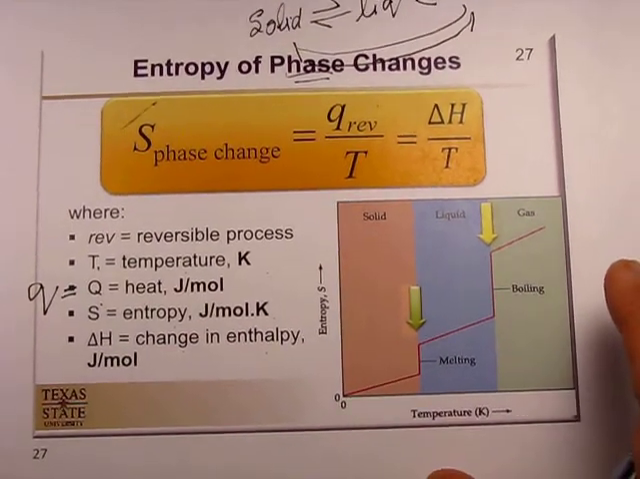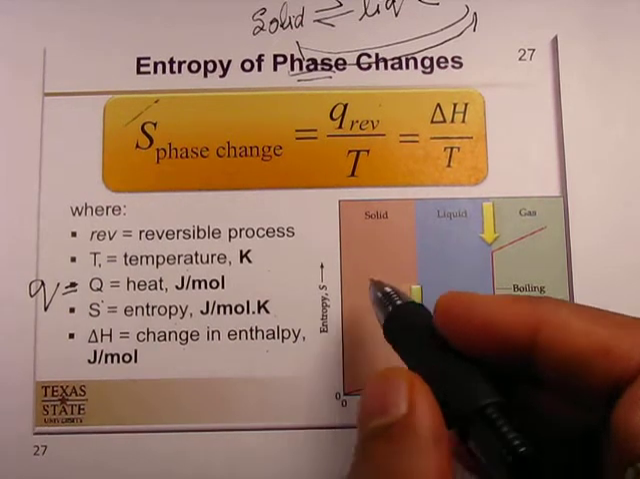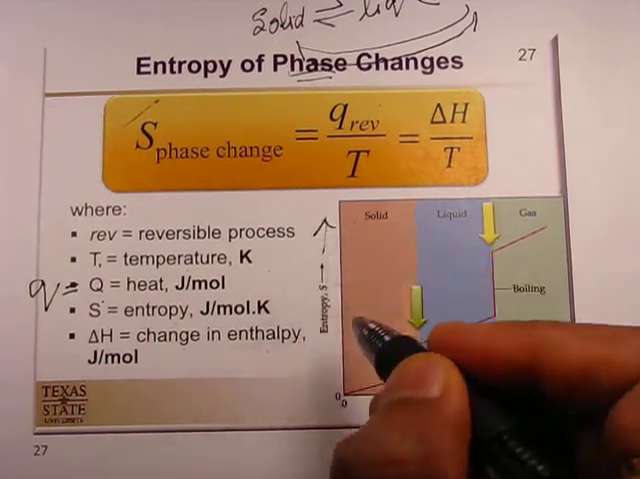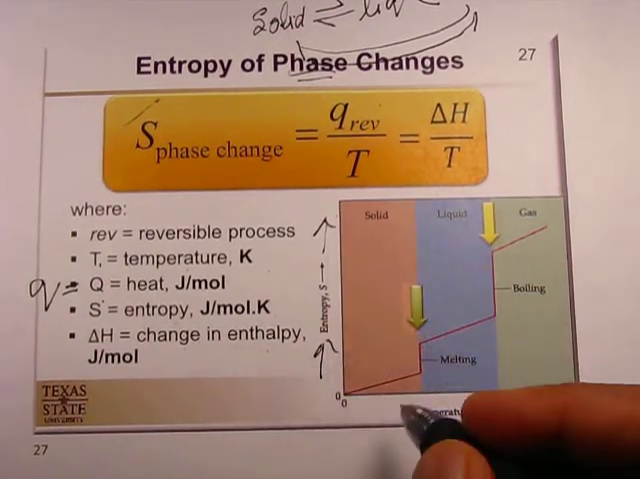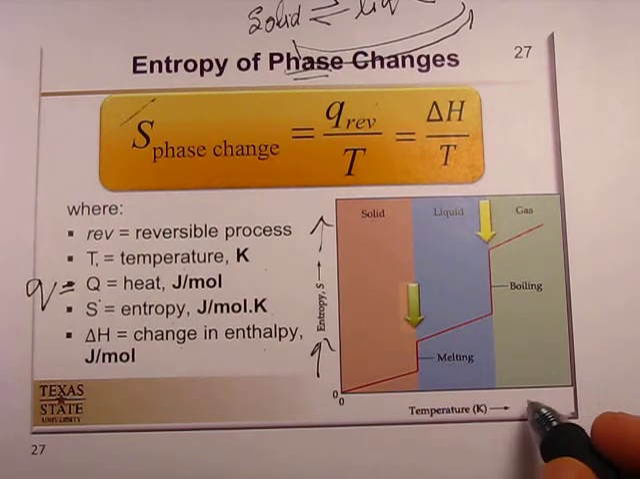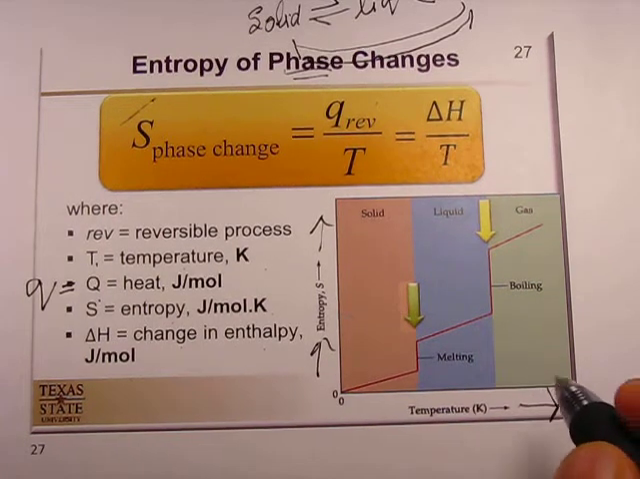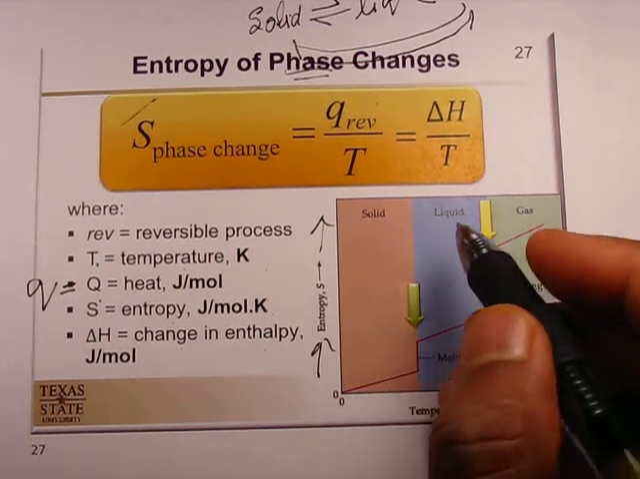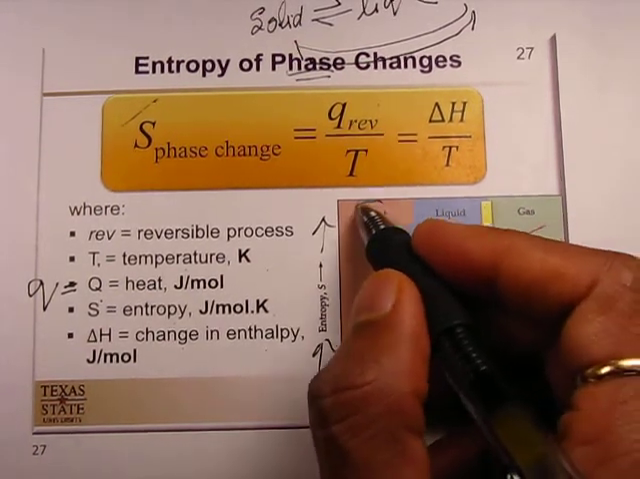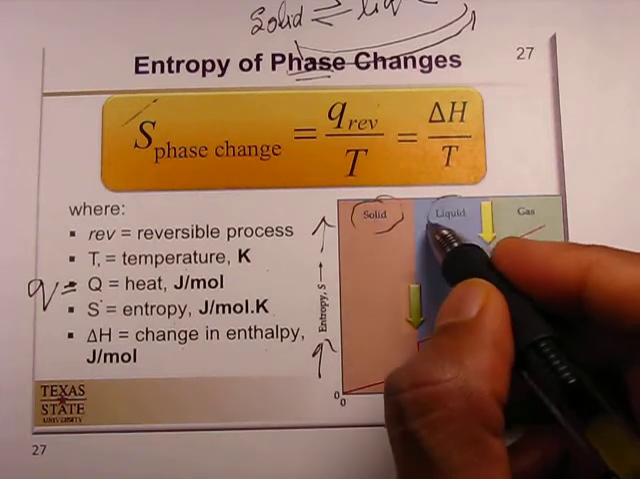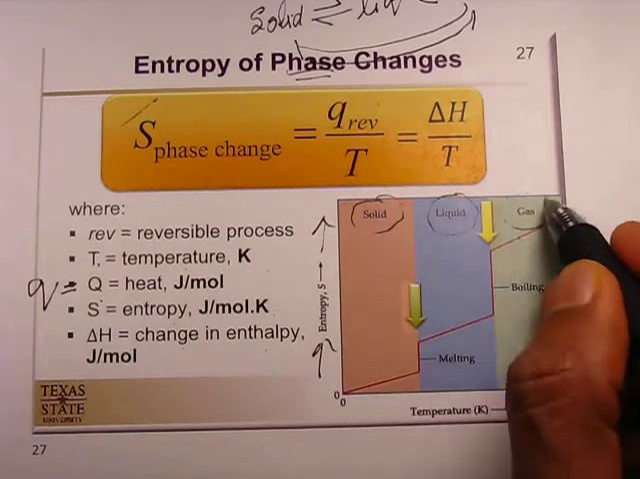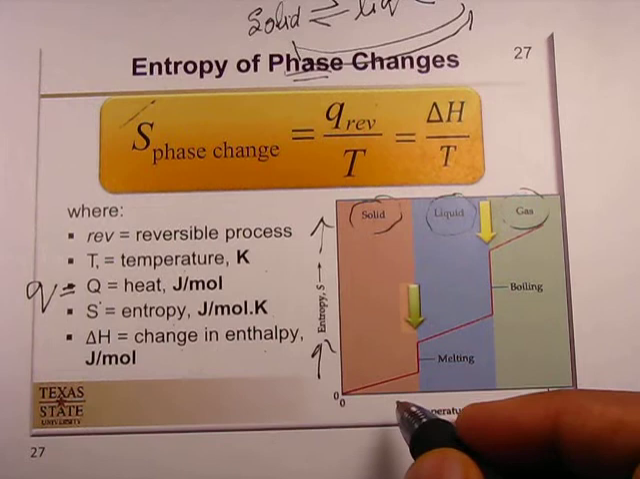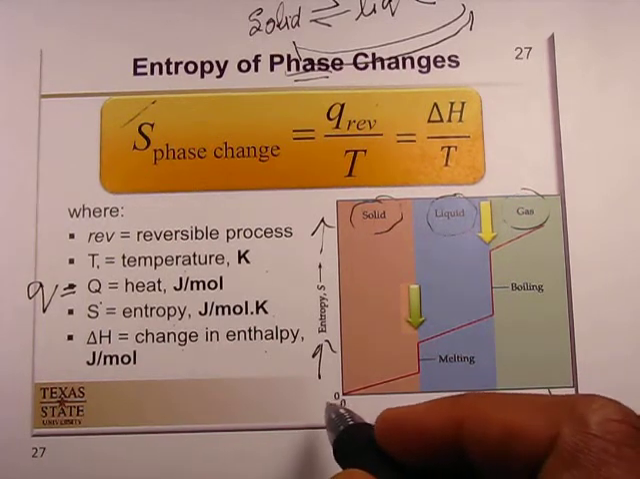Here is a diagram that shows entropy increasing, meaning randomness is increasing. Temperature is increasing on the x-axis and entropy is increasing on the y-axis. The first phase is solid, then liquid as the second phase, and the third phase is gas. This curve is called the phase change curve.